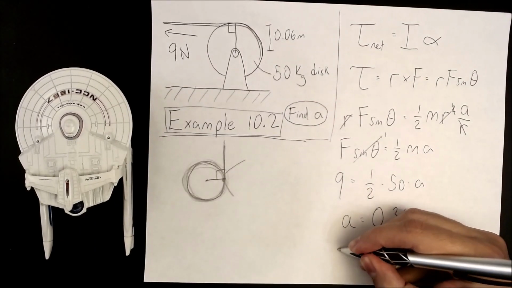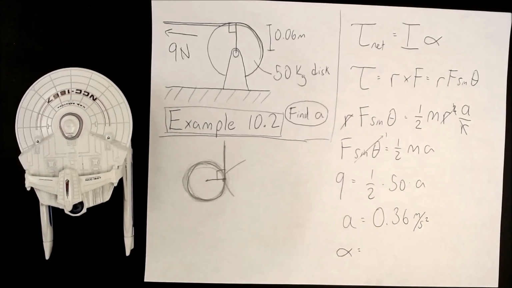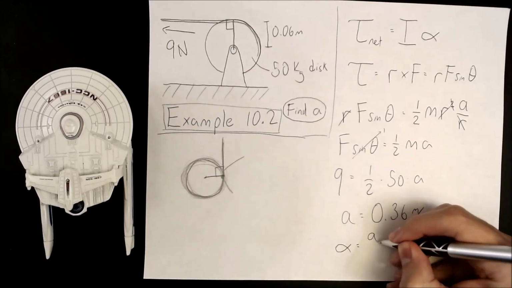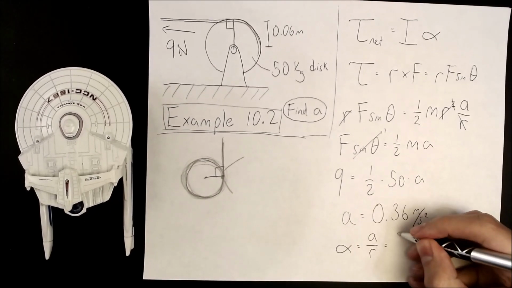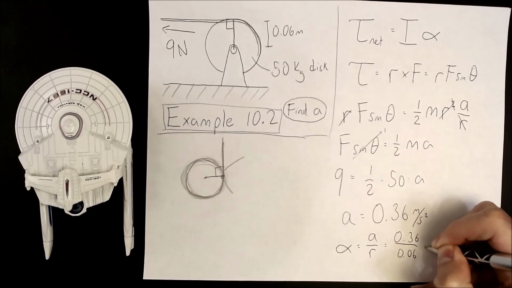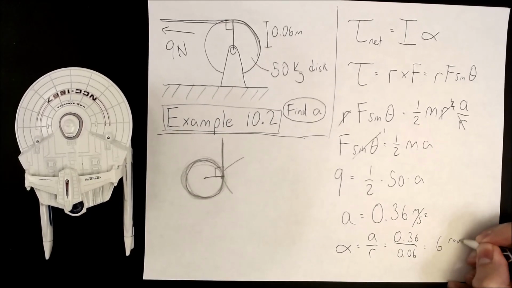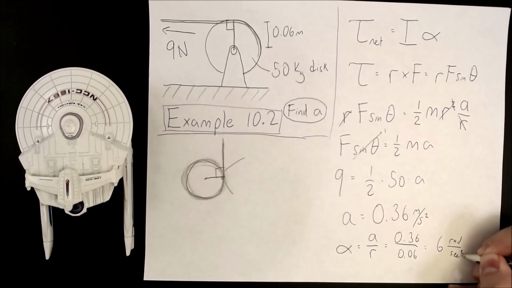We can also find the angular acceleration of the disk by remembering that angular acceleration is a over r, and if a is 0.36 and r is 0.06, then I think that you can tell that this is going to be 6 radians per second squared.